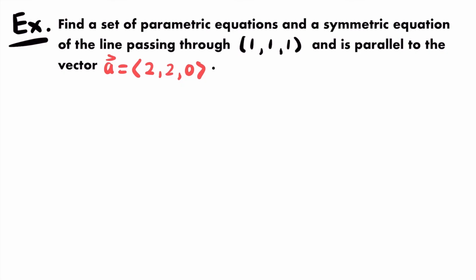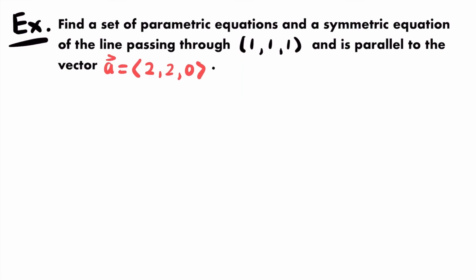And so as you can see, the z component is 0, which would be the direction number c, and so one of those direction numbers is 0. And so let's work on finding each of these equations. I always like to start with the symmetric equation, and so let's work on that.